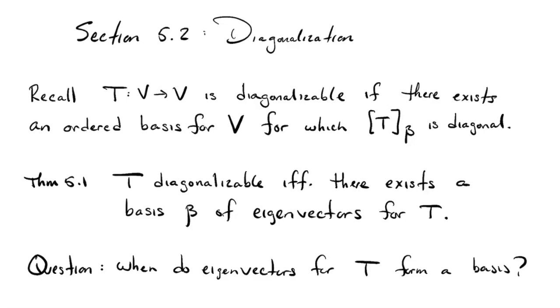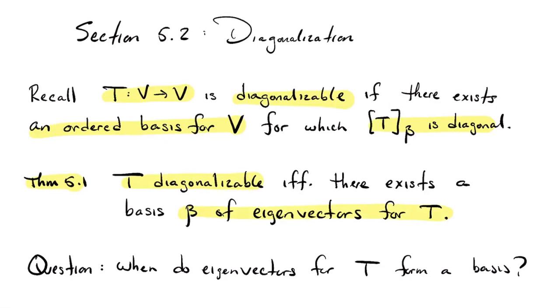So let's start by recalling our work from section 5.1, just really the main definition. Everywhere here, V is a finite dimensional vector space over a field F. So T is a linear operator on it. It's called diagonalizable if there's an ordered basis for V in which the matrix in that basis is diagonal. Our main theorem is just kind of a semantic theorem that an operator is diagonalizable if there's a basis of eigenvectors. Eigenvectors being vectors that are sent to scalar multiples of themselves under the function T.